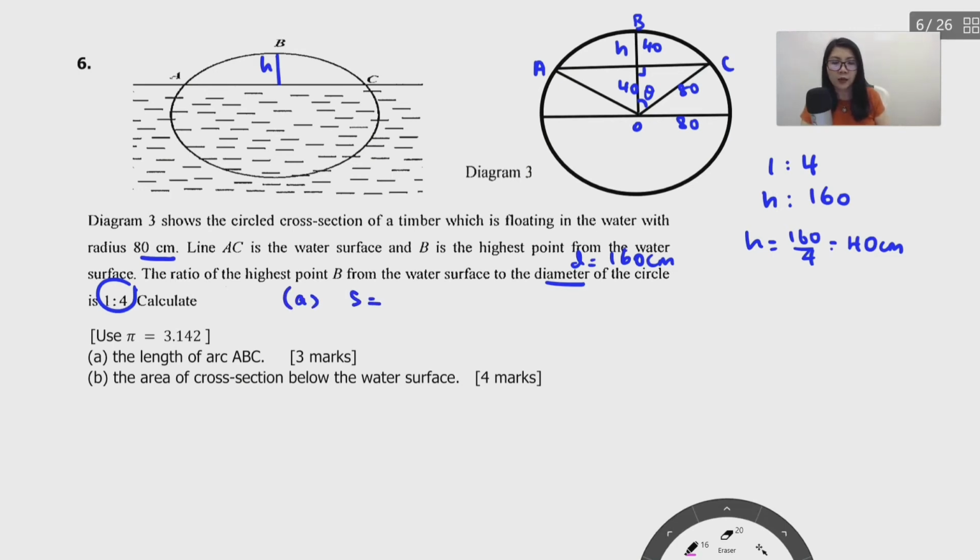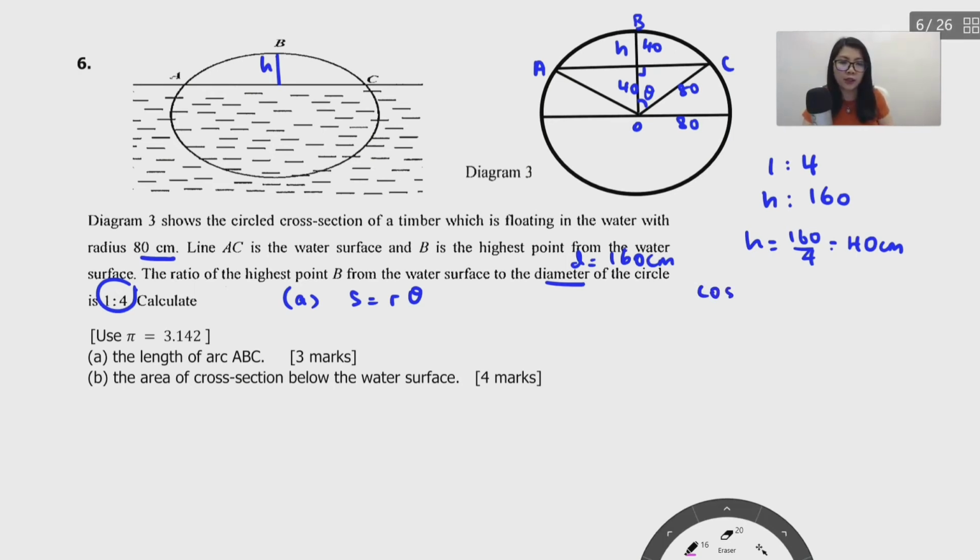Part A is S equals R theta. But before that, we need to find what theta is, so I'm going to do a side working. I'm going to use cos, and I'm going to focus on the triangle on the right side.